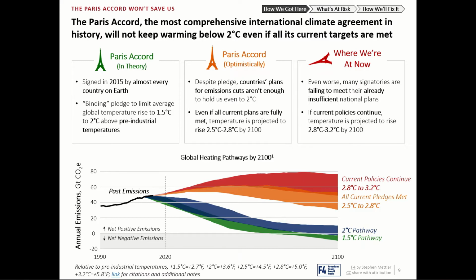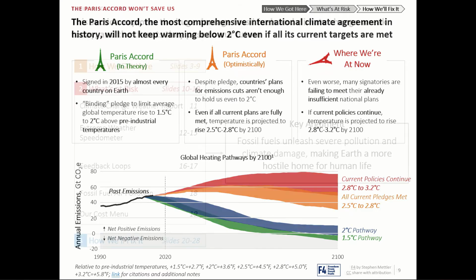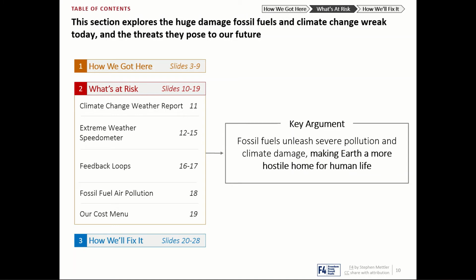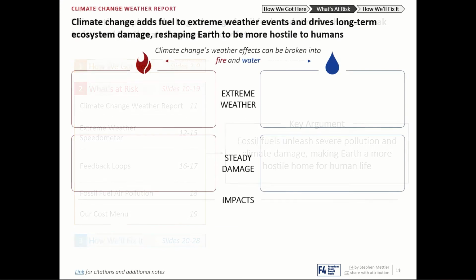So we're looking at these top 2 ranges in this red and orange range, while we would need to see very steep and consistent emissions cuts to get to a 1.5 degrees Celsius or even 2 degrees Celsius warming track by 2100. With that, let's jump into what this all puts at risk and how fossil fuels unleash severe pollution and climate damage, making Earth overall a more hostile home for human life.